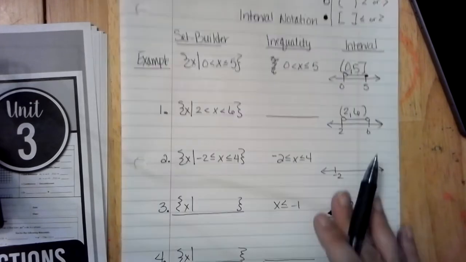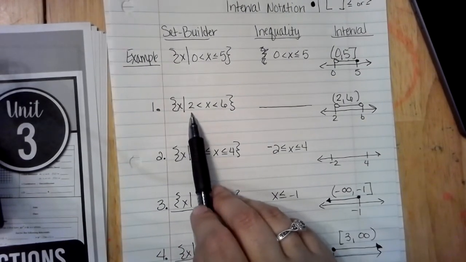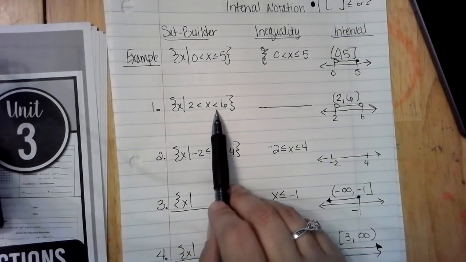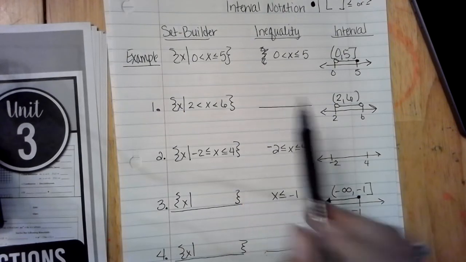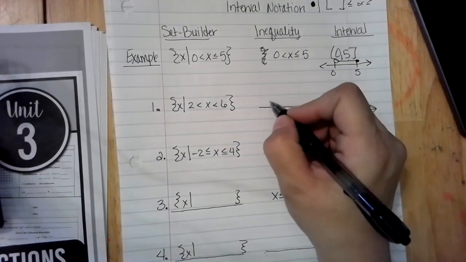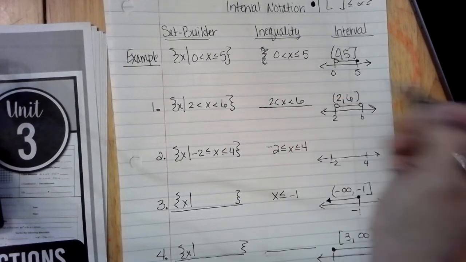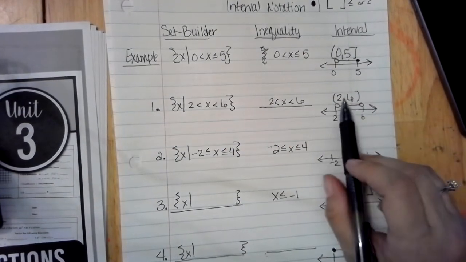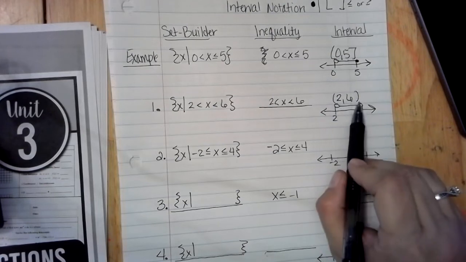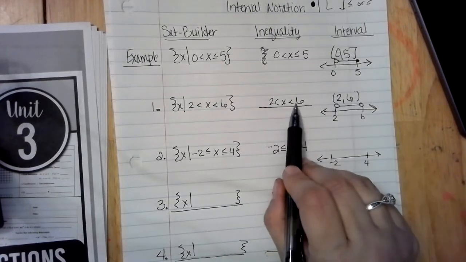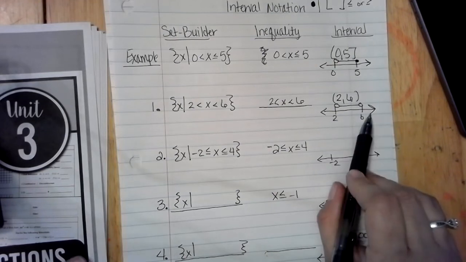Okay, so here's some examples. So example 1, we have the set notation of x such that 2 is less than x is less than 6. So if we wanted to write this as inequalities, we would just drop all of the extra and simply write 2 is less than x is less than 6. And then our interval would be 2 and 6, but we would use parentheses because both of these were less than signs. And then we would have open holes if we were doing it on a number line.